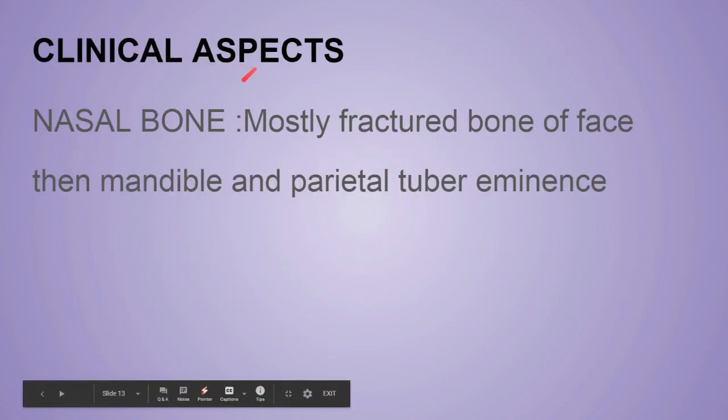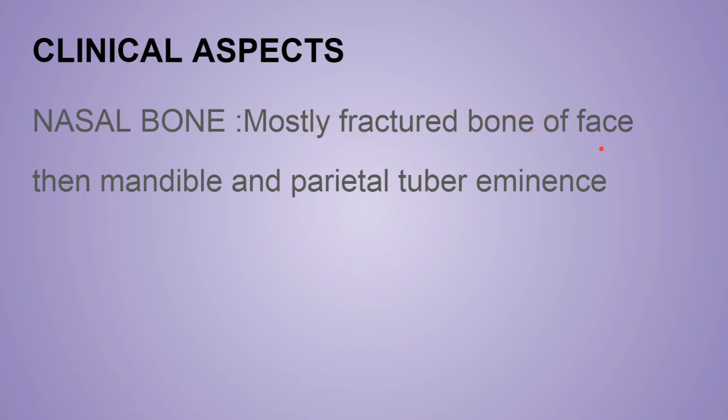Now clinical aspects. The nasal bone is the most frequently fractured bone of the face. The mandible and the parietal tuber eminence are also frequently fractured bones of the face, but the nasal bone is the most. So this was all about the norma frontalis part of the skull bone.